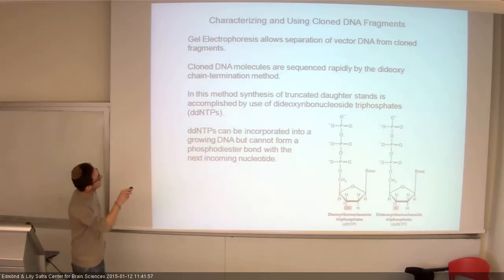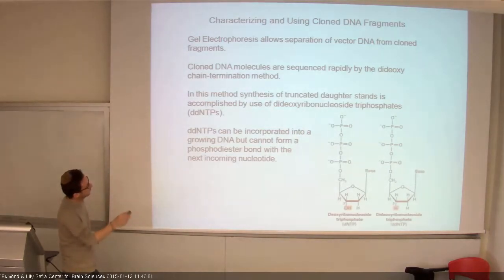Okay, so the first gel electrophoresis, which we studied, allows separation of the vector and the cloned fragment because they are still linked together and you need to isolate the one from the other. Cloned DNA molecules are sequenced rapidly by tens of different sequencing protocols today. So perhaps you heard about the sequencing revolution.